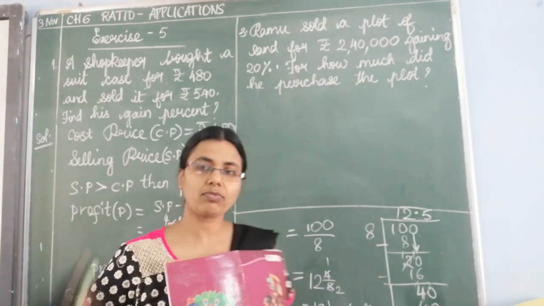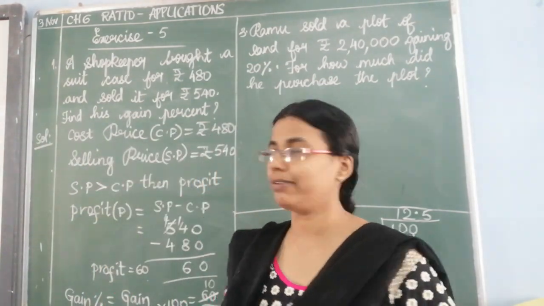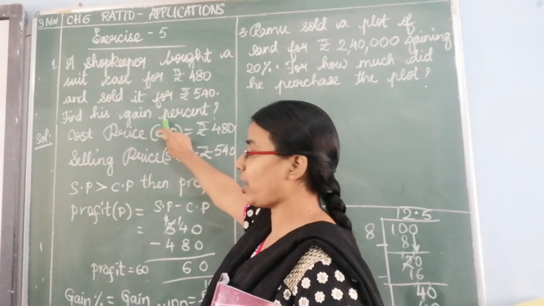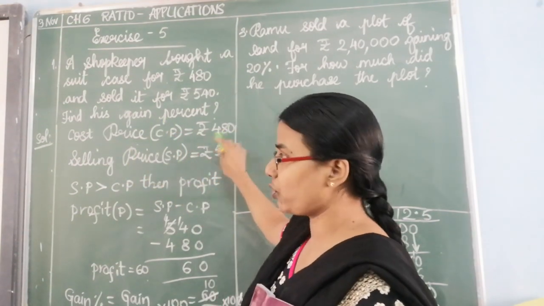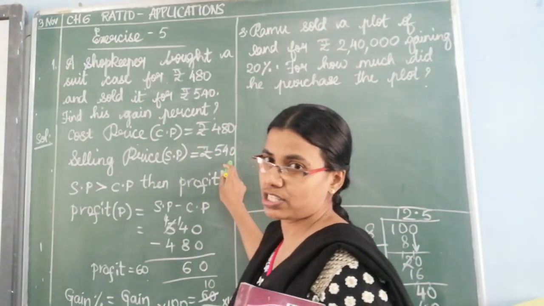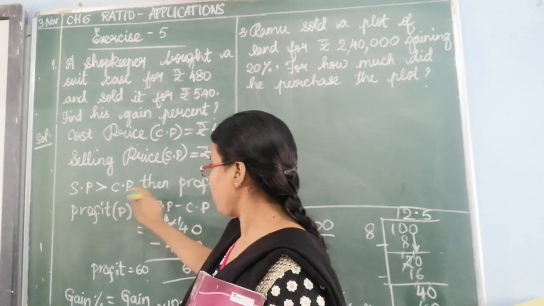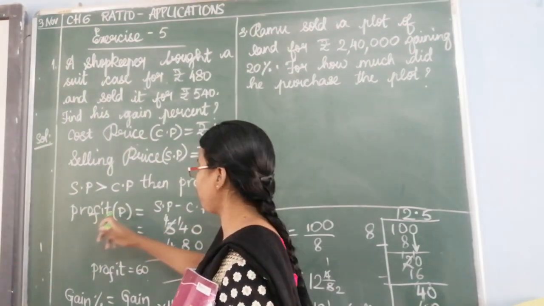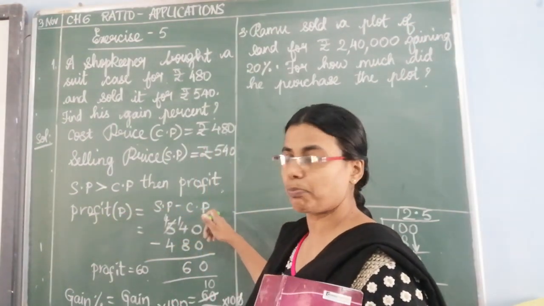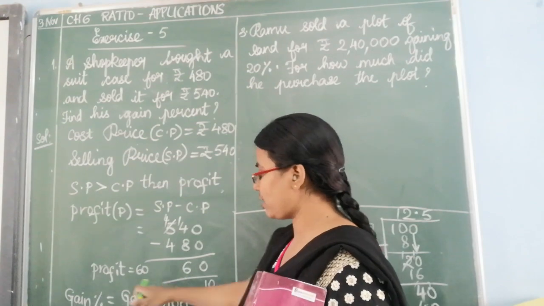12.5%. So the first problem, what did we do? They asked you to find out the gain percent. So cost price they have given as 480. Selling price they have given as 540. Then we know that it is profit. Profit or gain is same. So we have taken profit formula SP minus CP. Then we found the answer as 60.